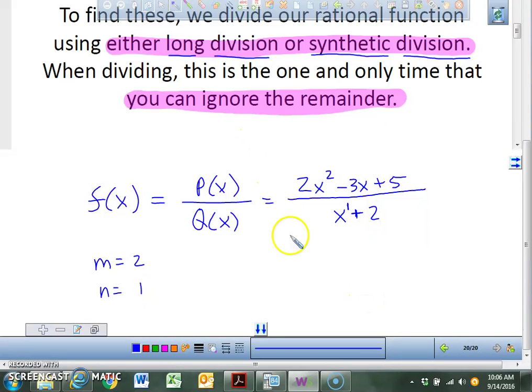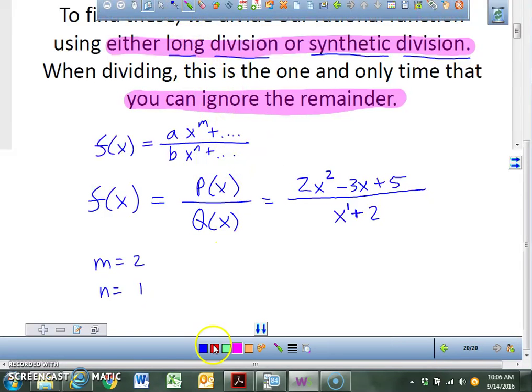Remember our first example, if you're wondering what things are: you have a times x to the n plus dot, dot, dot, over b times x to the n plus dot, dot, dot. That's what we just did. And we're comparing the n value to the n value, and ours is just 1 degree different. So this one actually has 2 asymptotes.